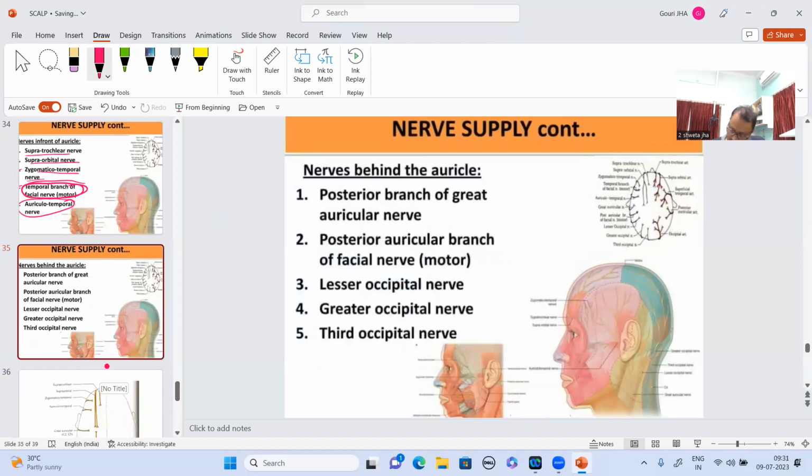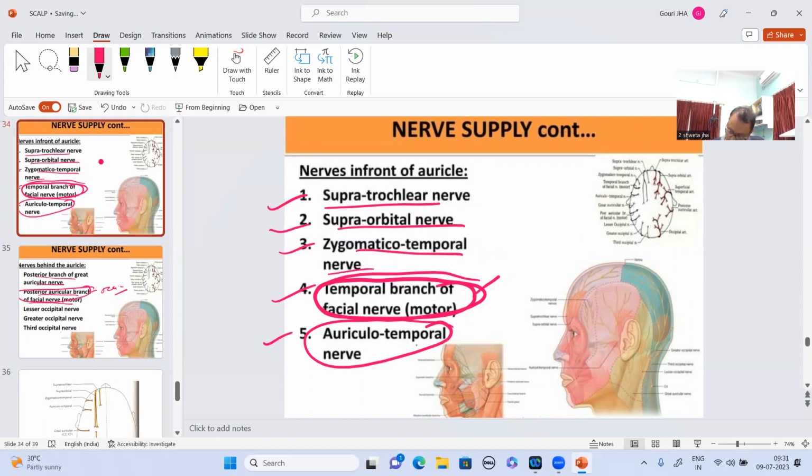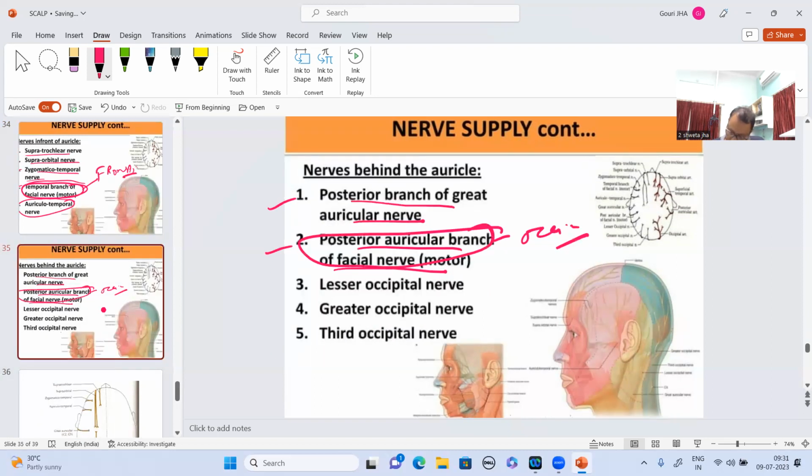So behind the auricle, we have got the posterior branch of the greater auricular nerve, then the posterior auricular branch of the facial nerve, which is a motor one, which supplies the occipital muscle. The temporal branch actually supplies the frontalis muscle. And the lesser occipital nerve, the greater occipital nerve, and the third occipital nerve.